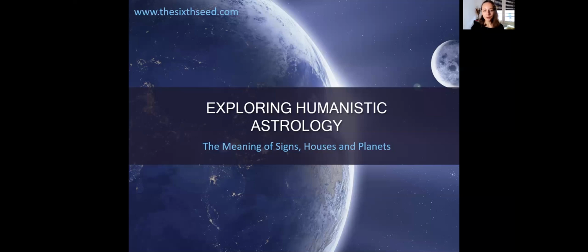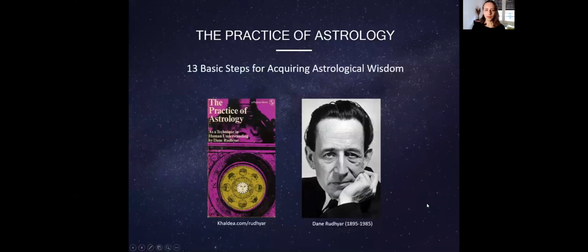And again, I'm following the book, The Practice of Astrology by Rudhyar, which we decided to try to cover together and speak about different small articles that he has actually included in that book. And today the topic is the meaning of the signs, the houses, and the planets in the chart. And these constitute some of those 13 basic steps for acquiring astrological wisdom that Rudhyar is talking about in the book.